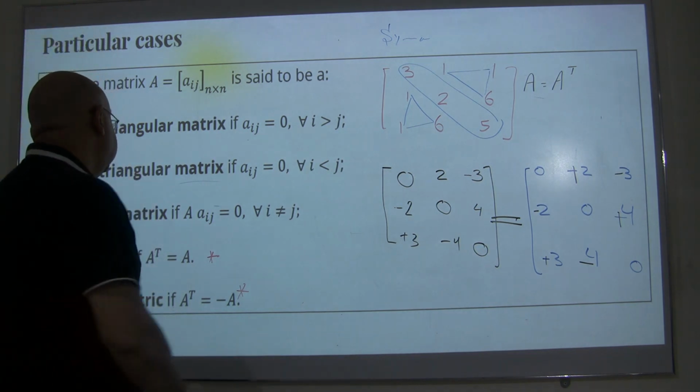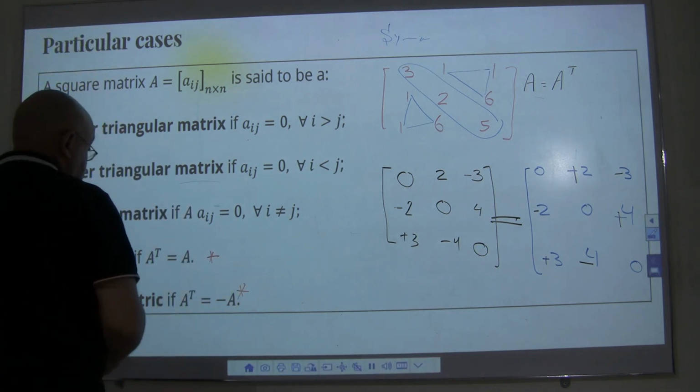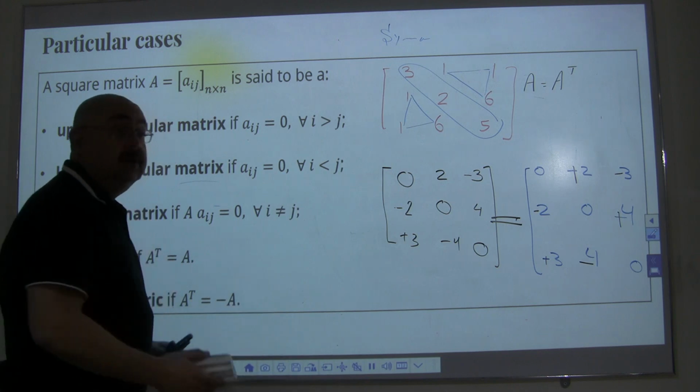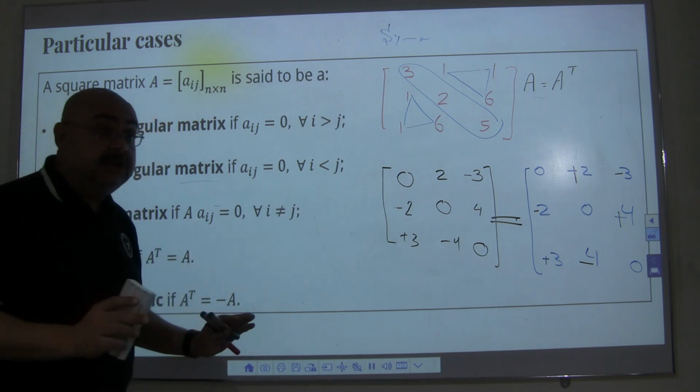Okay, perfect. So these two properties are now clear. Any questions on that? Any questions? Okay.